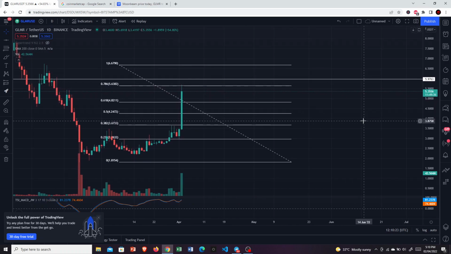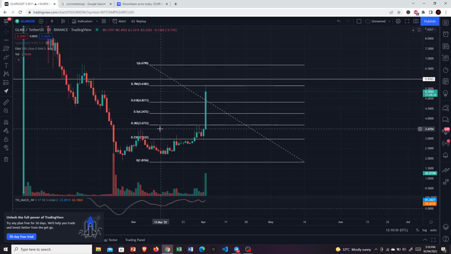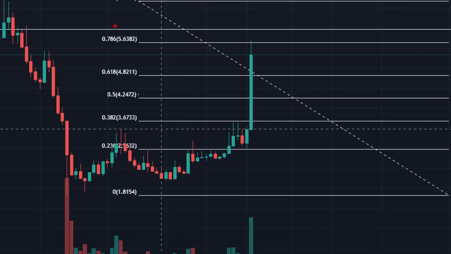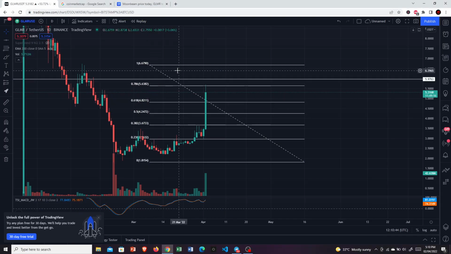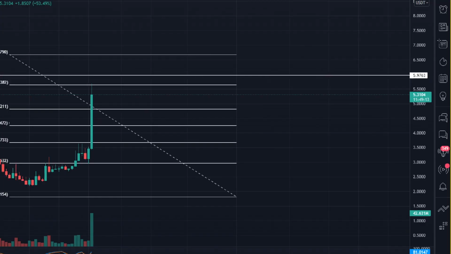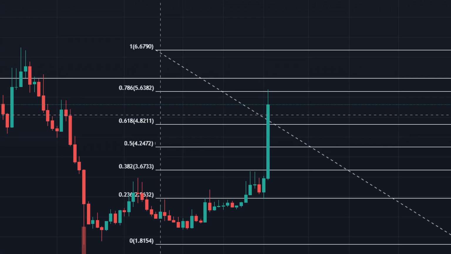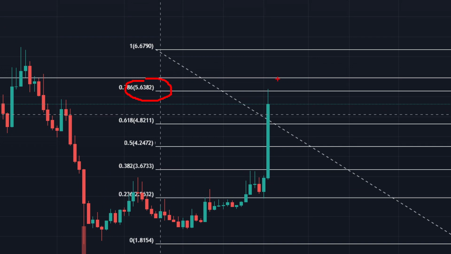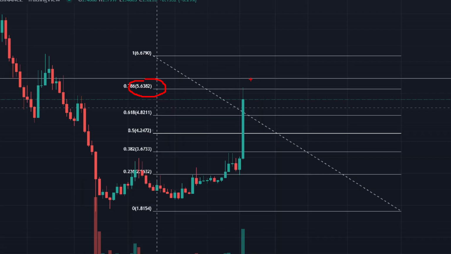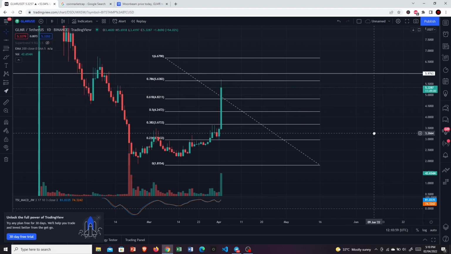Now you have to see over here, these are the supports and resistances to the upside. So currently MoonBeam is in a resistance zone of 5.6382, which lies at the 0.786 Fibonacci level. The support to the downside is at 4.82. Another support to the downside is at 4.24, and the resistance to the upside is at 5.973. So there are two resistances, 5.97, and there's another resistance over here, 5.63. Make sure to mark these lines on your chart, so you can use them for further reference.